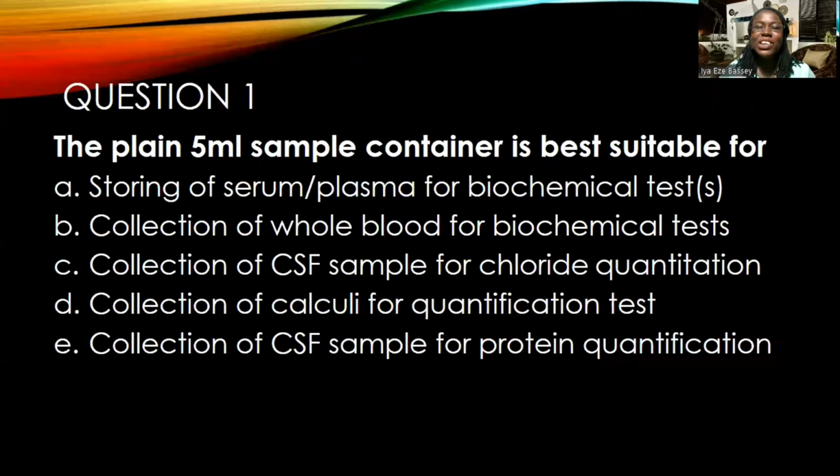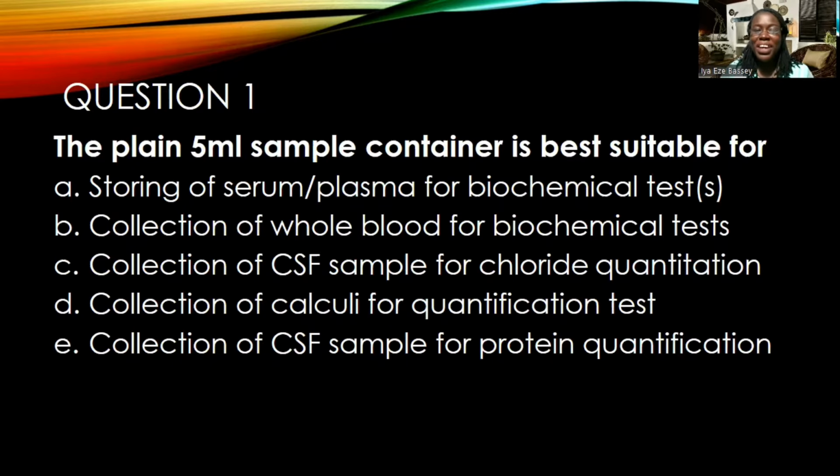All right, let's go. So question number 1. The plain 5 ml bottle sample container is best suitable for: A, storing of serum or plasma for biochemical tests; B, collection of whole blood for biochemical tests; C, collection of CSF samples for chloride quantitation; D, collection of calculi for quantification tests; E, collection of CSF sample for protein quantification.